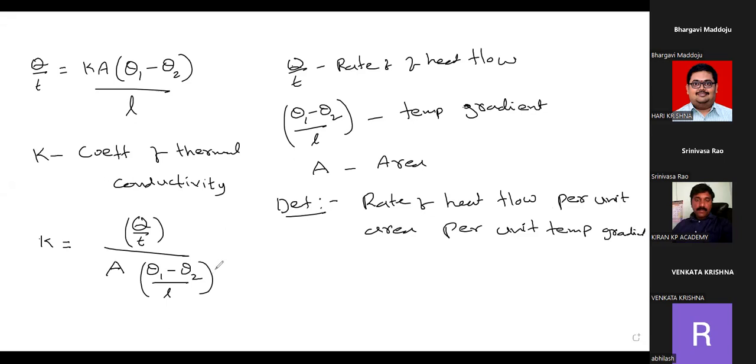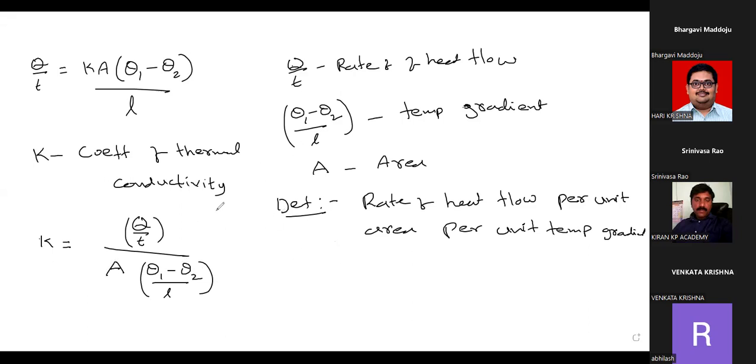Suppose you take silver and copper, they will have a high K value. For wood, and for plastic or rubber, the K value will be less. If the K value is less, those are bad conductors. If the K value is high, those are good conductors.